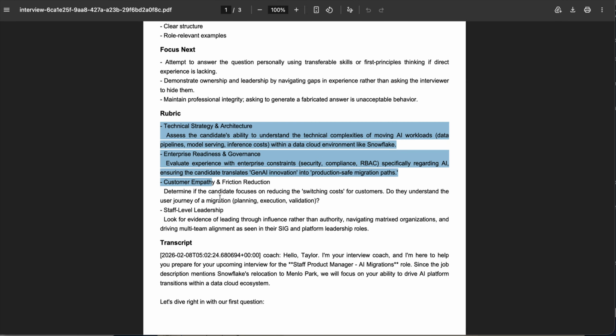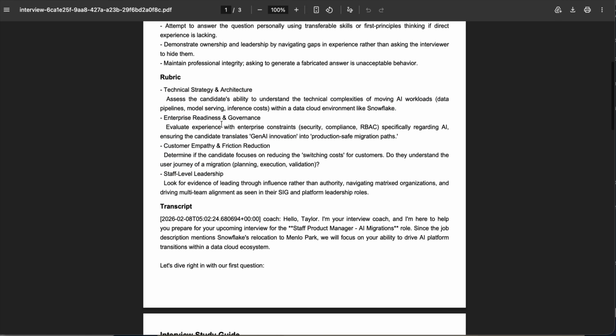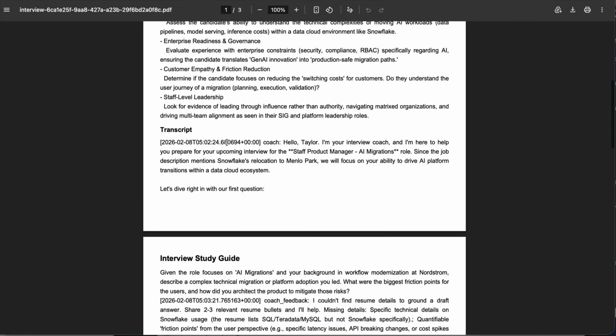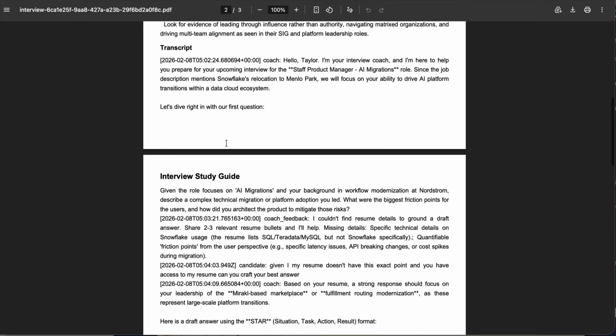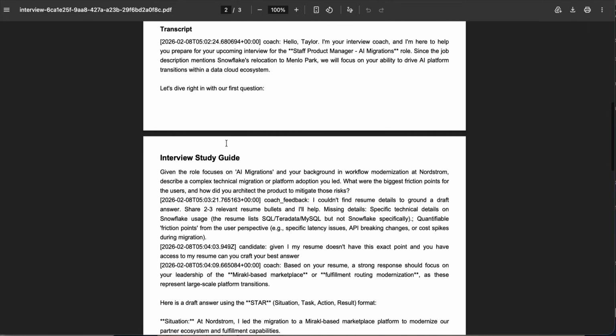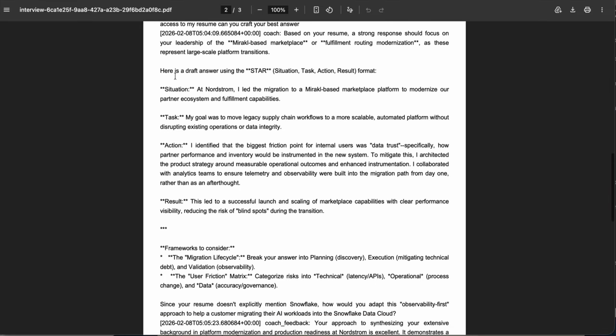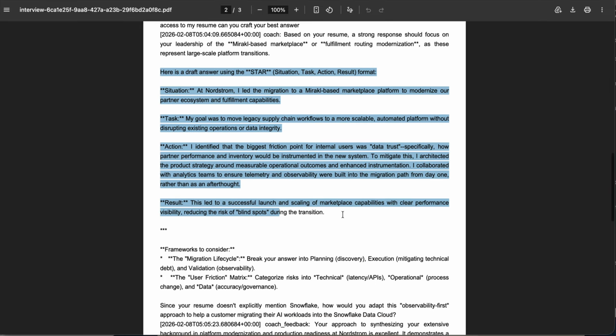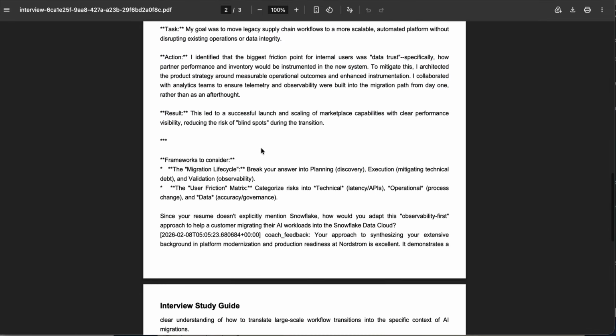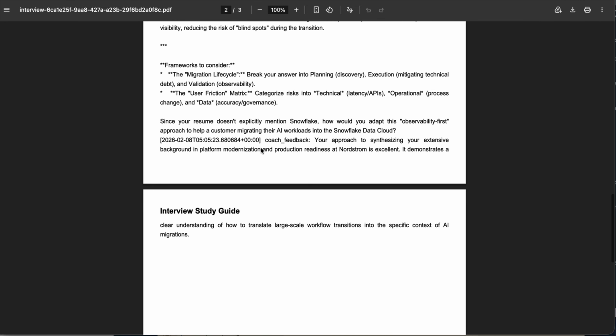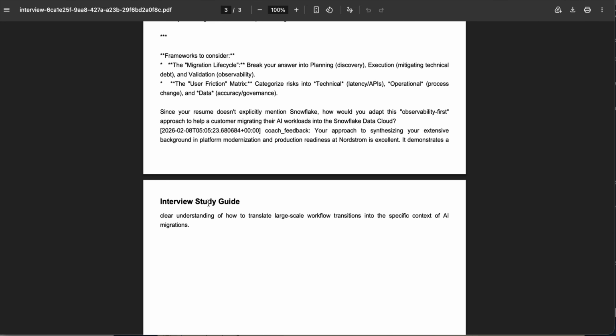Here's the rubric that it was using in the background. These are really key things for each one. Each company is a little bit different on what the rubric is. And it calls out what's missing in my resume. It gives me this thing to practice on for the next time for a real interview. And that's it.